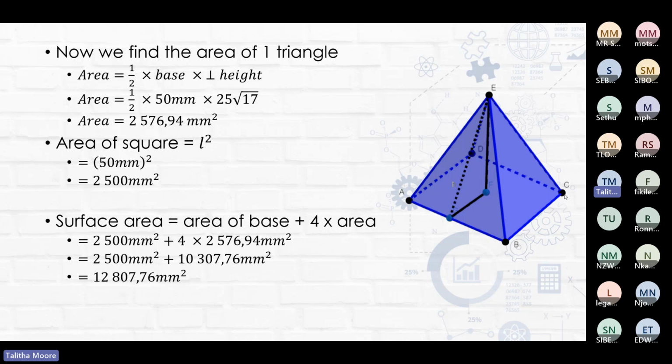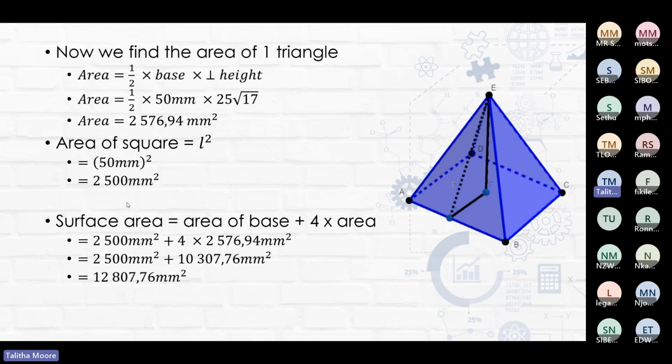Now, the area of a square is quite straightforward. It's just length squared, which is 50 millimeters. So that gives us an area of 2,500 millimeters squared. That's the base. So we have to now give the surface area, and we do that by adding the area of base times how many triangles? 1, 2, 3, 4 sides. So 4 triangles times the area of the triangles.